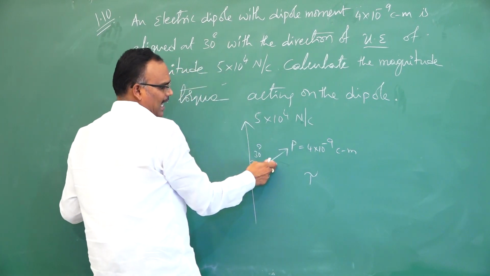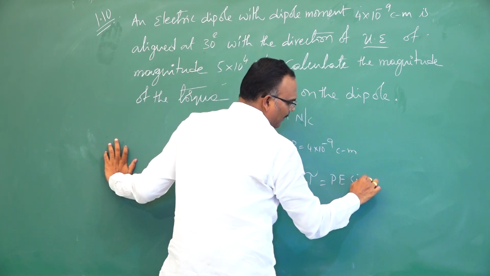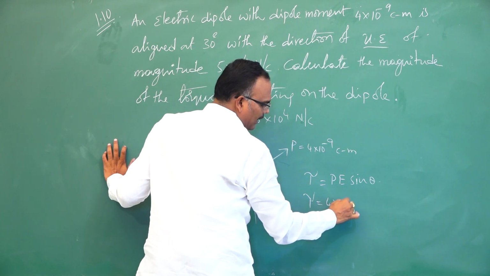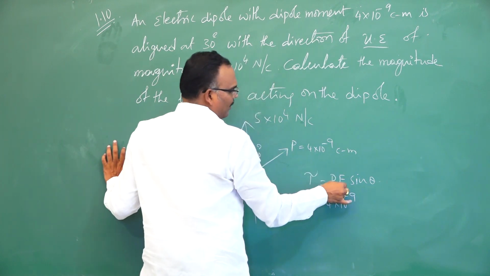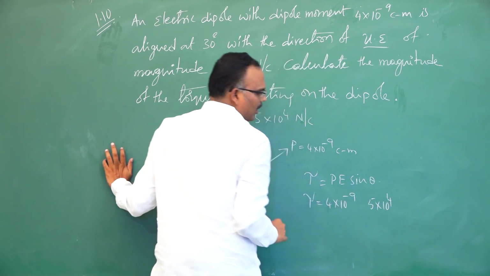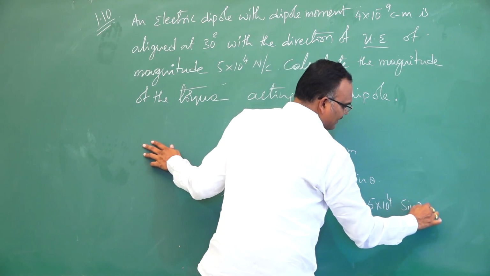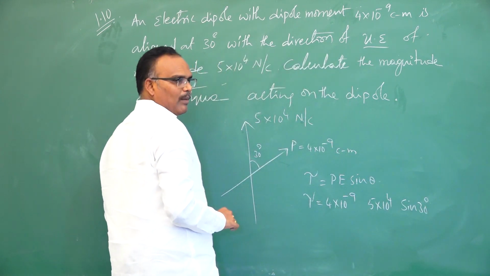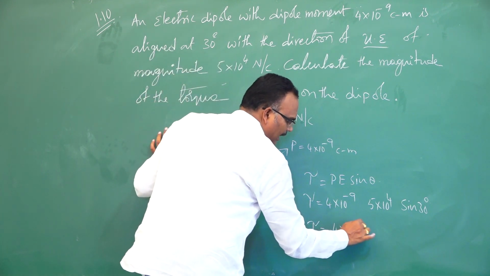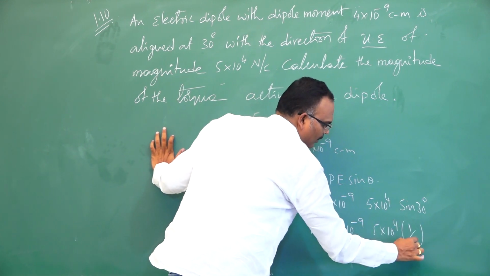Torque acting on the dipole due to electric field tau is equal to pE sin theta. Torque tau is equal to dipole moment, 4 into 10 to the power of minus 9, magnitude of electric field 5 into 10 to the power of 4 Newton per coulomb, and angle is sin 30 degrees. Sin 30 we know is 1 by 2. Torque tau is equal to 4 into 10 to the power of minus 9 and 5 into 10 to the power of 4 into 1 by 2.